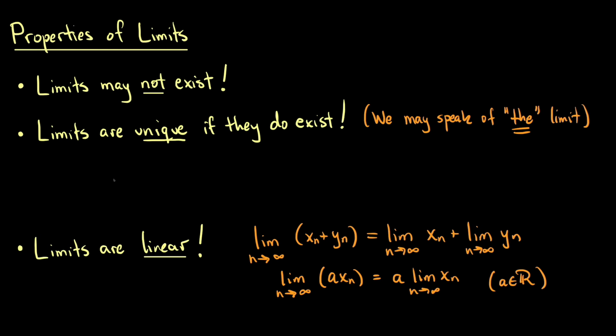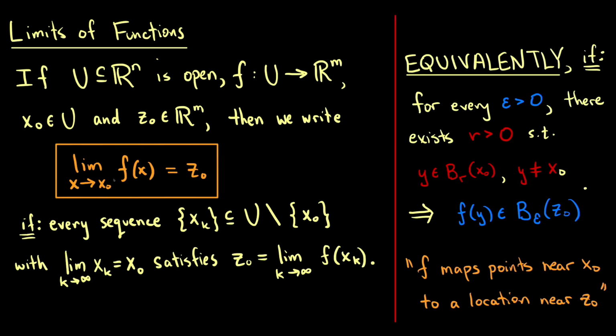Okay, the second property I want to speak of is that limits are unique provided they exist. Now let me explain why. This is kind of easy, but if you haven't seen it, it's good to see it. So what does it mean to be unique? Well, if I go back to the definition of limit back here, I wrote this down and said that the limit as x goes to x naught of f of x equals z naught if some stuff happens.